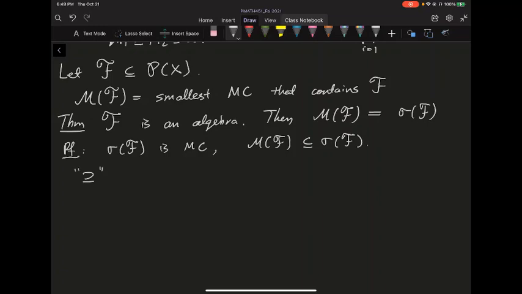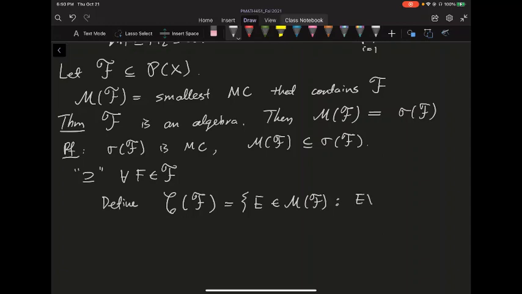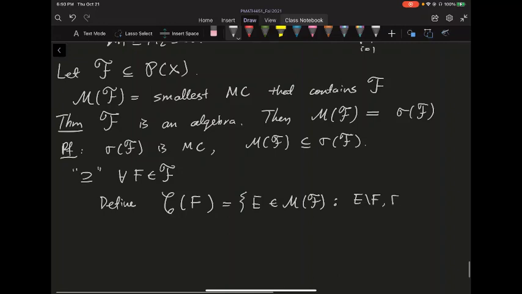So let's make the first notation. For every F inside this algebra F, let's define a new set. Let's call it C(F). C(F) contains all the sets E inside the monotone class of F such that, I shouldn't use curly F here, I'm looking at a specific F, I require E take away F, F take away E, and E intersect F.